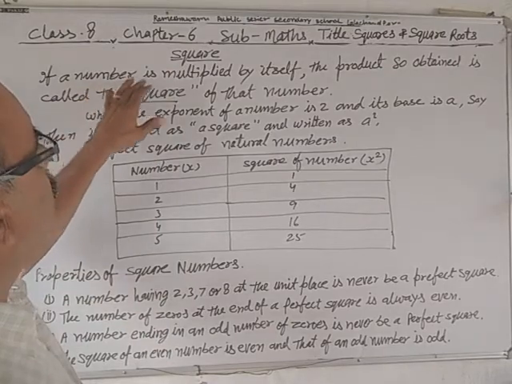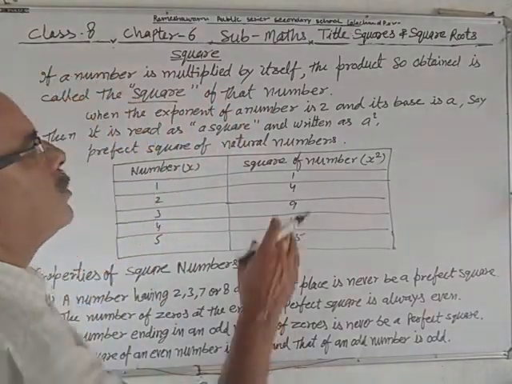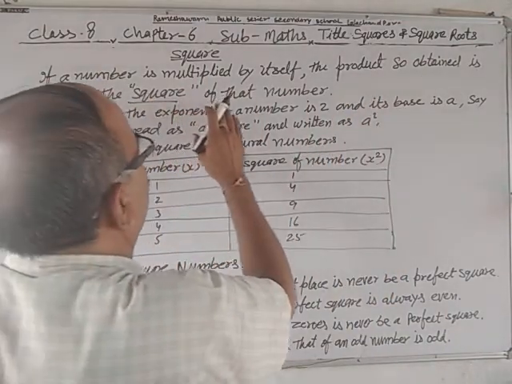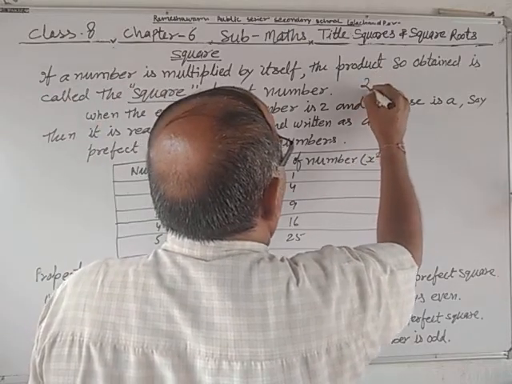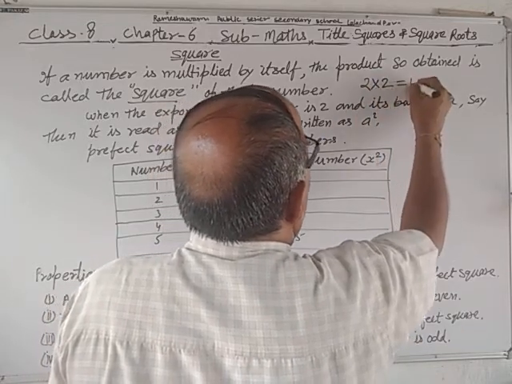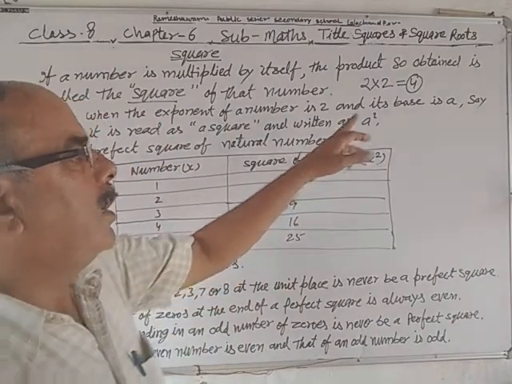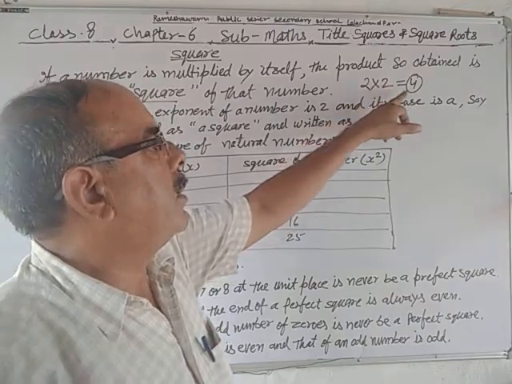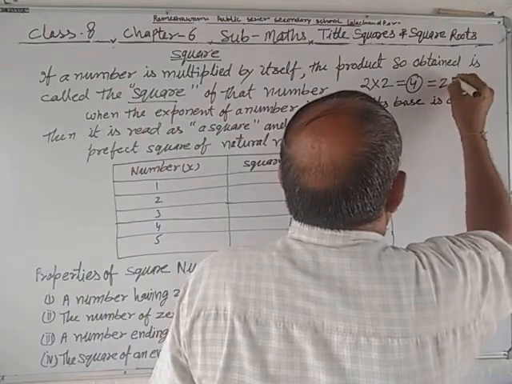If a number is multiplied by itself, the product so obtained is called the square of that number. It means if we multiply 2 by itself, then the product is the square of 2. The product 4 is the perfect square of 2. It means 2 squared.